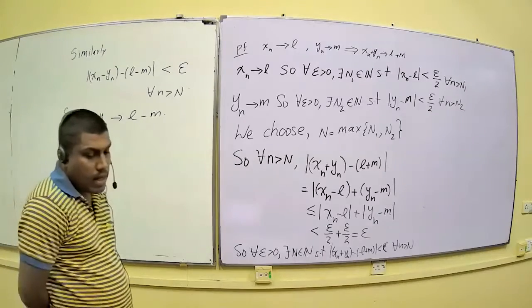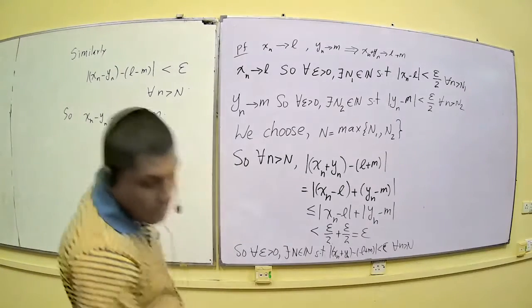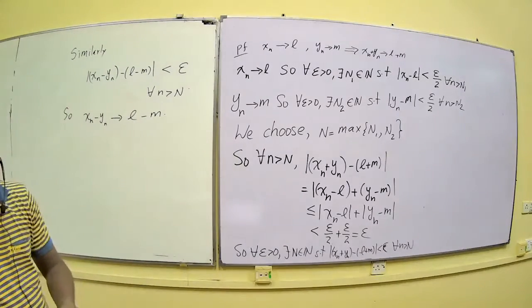Now the third one, xn times yn. That's slightly tricky.